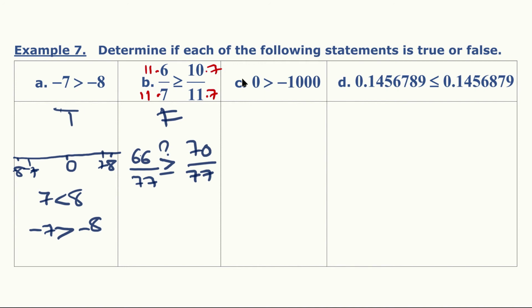Now this one is actually a very quick one. Remember, any number is greater than all numbers to its left, right? Now, if you look at 0 and -1000, where is -1000? Without getting really bogged down by details of the graphic, I know it's going to be somewhere on the left, right? Depending on the scale that I use. So this actually is a true statement.